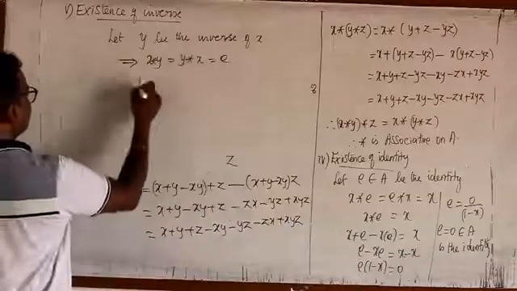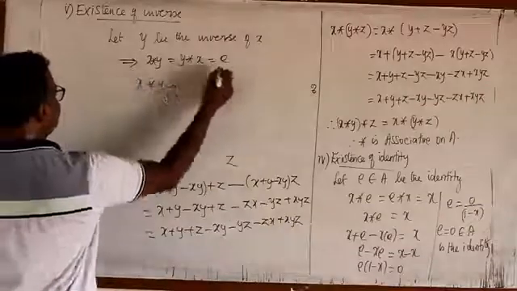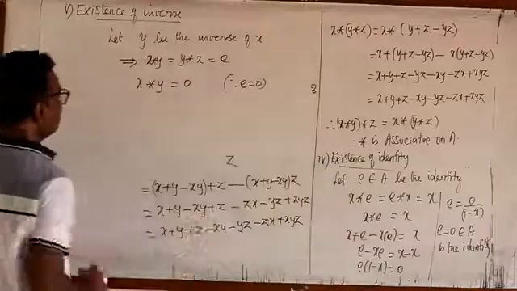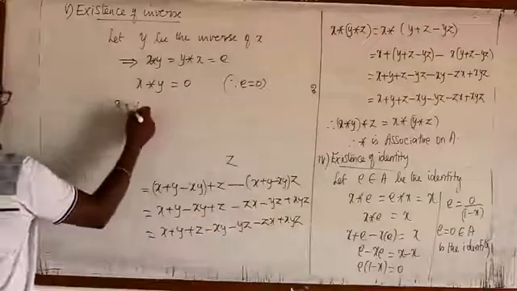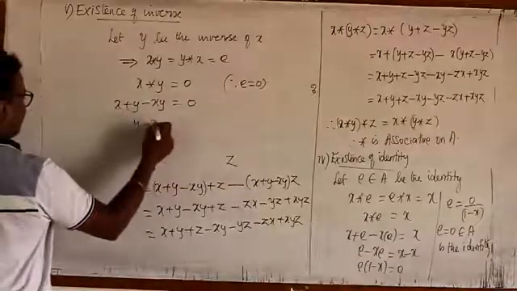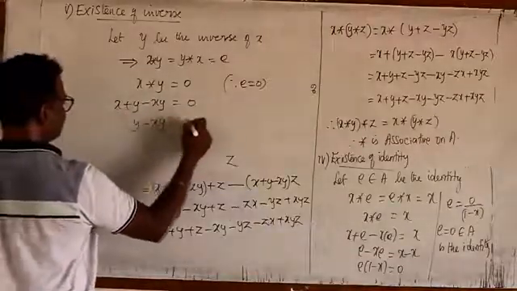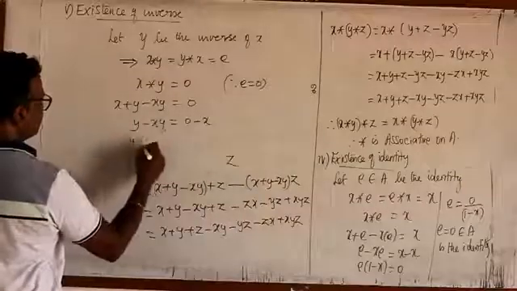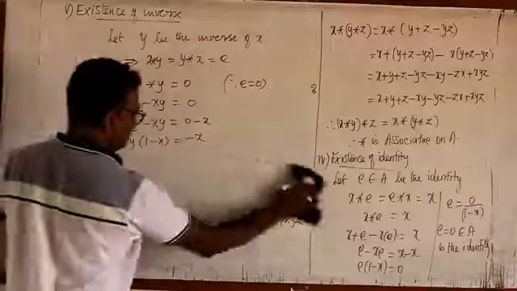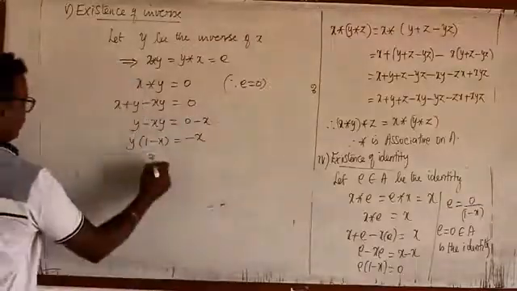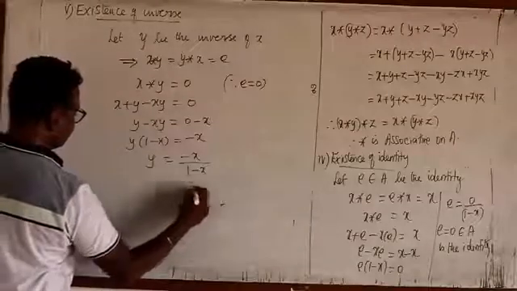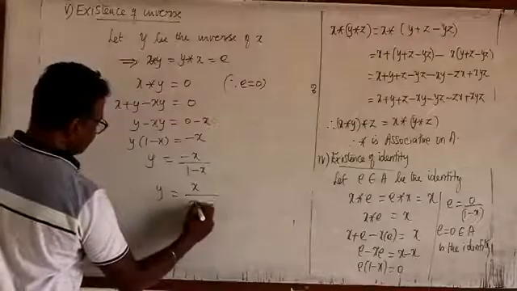Now take x star y. The identity is 0, since e equals 0, which we just found. So it is x plus y minus xy equal to 0. We have to find out the value of y, so it is 0 minus x. Here y is common: y times (1 minus x) equals minus x. Therefore, y equals minus x by 1 minus x. If I remove the minus, it is x by x minus 1.